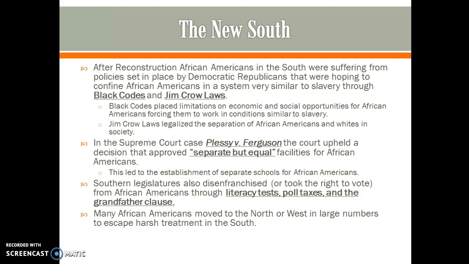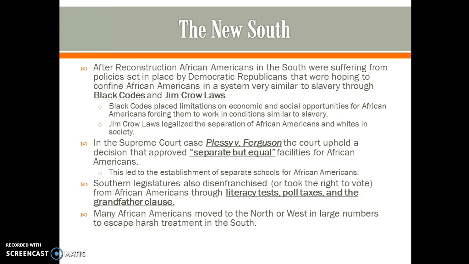Literacy tests, which required African Americans to take a test on whether or not they could read. Poll taxes, which also would limit the amount of poor white voters in the South. And the grandfather clause that said that if your grandfather could not vote before a certain date, then you could not vote. And essentially was saying if your grandfather was a slave, then you couldn't vote.